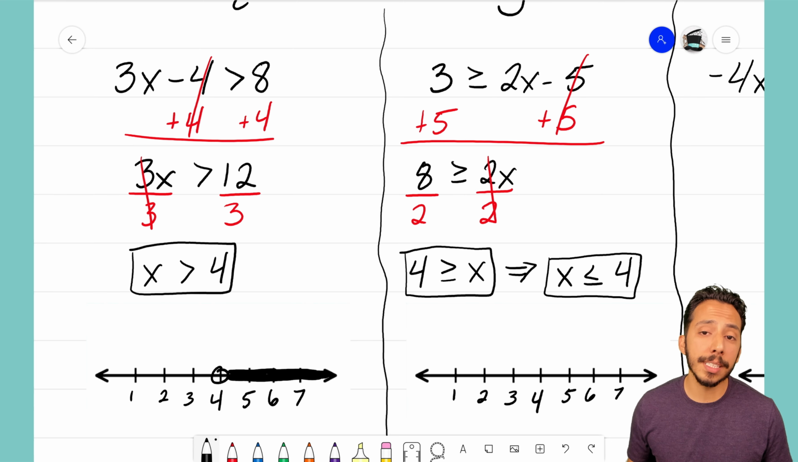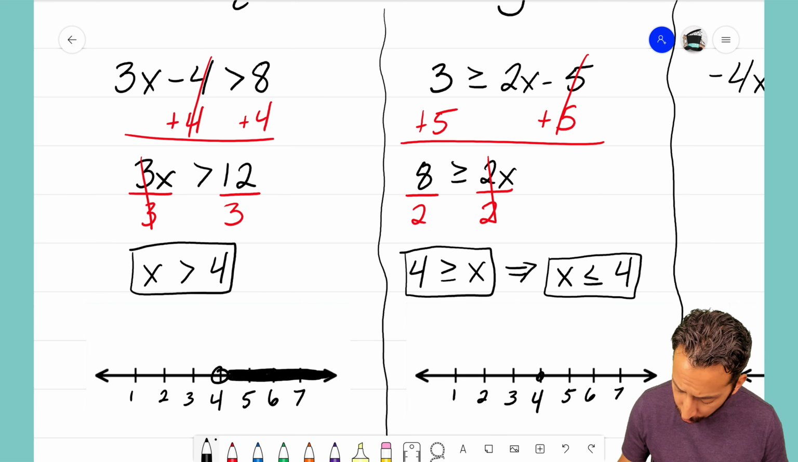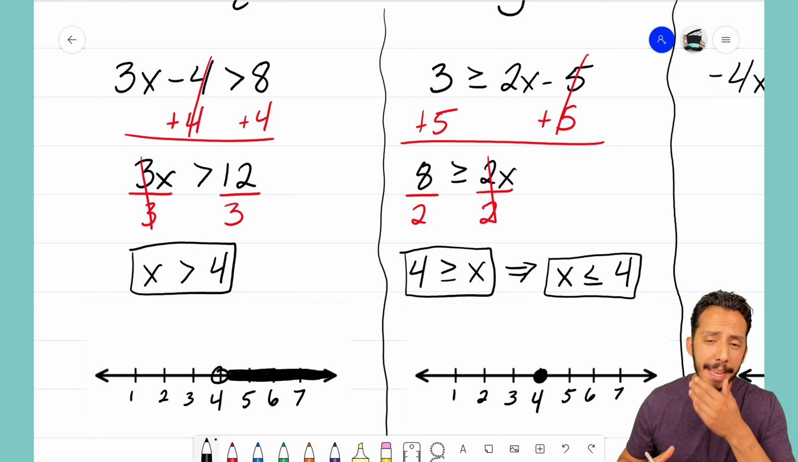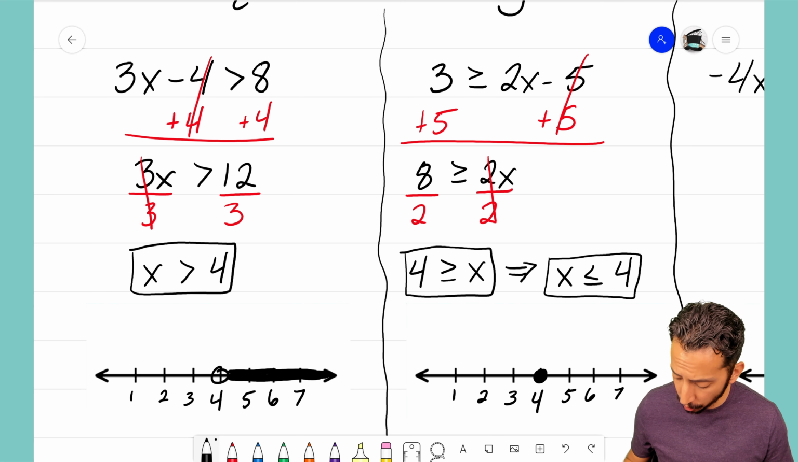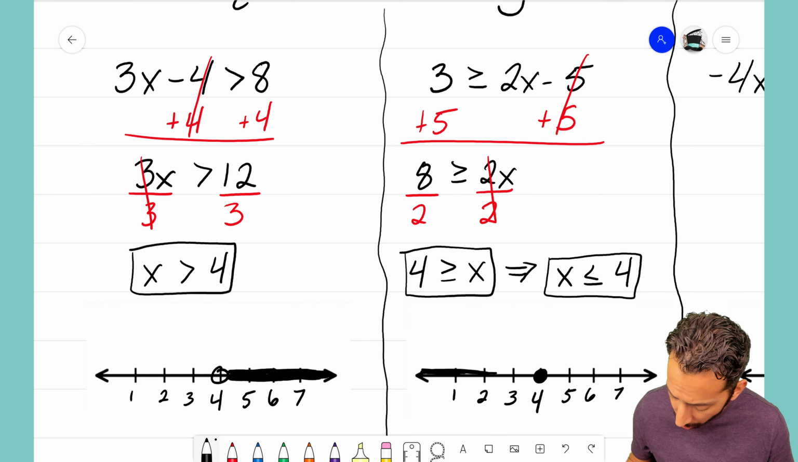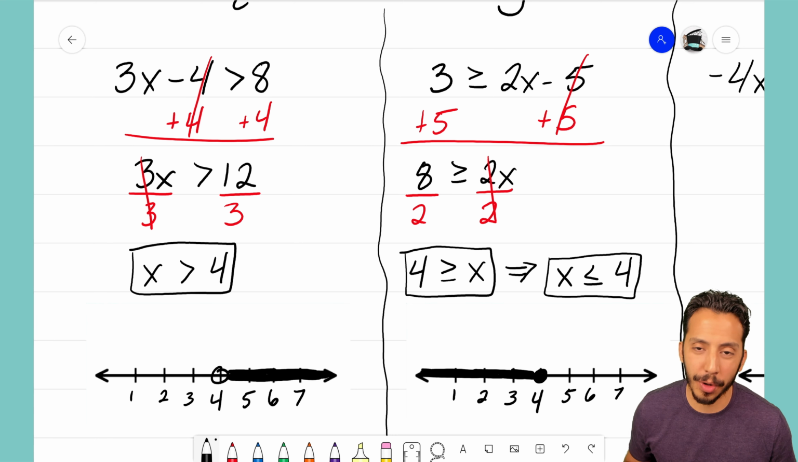I know that there's an equal sign. An equal sign means that I need to include the solid dot because I'm including 4. And I now know that x is less than or equal to 4, which means that I'm going to be shading in all the numbers here that are less than 4.